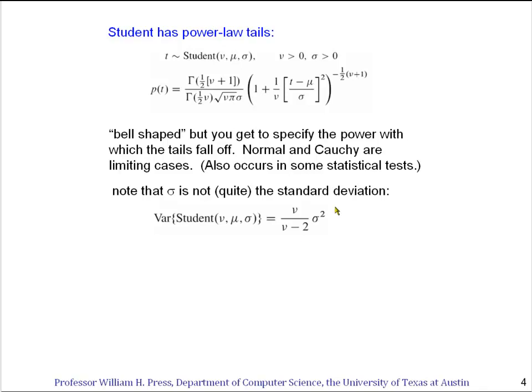Nu can go all the way down to 0. Nu equals 1 is the case of Cauchy. These power law distributions, or rather these bell-shaped distributions that have power law tails, are called heavy-tailed distributions, and we'll have some important uses for them in later segments.